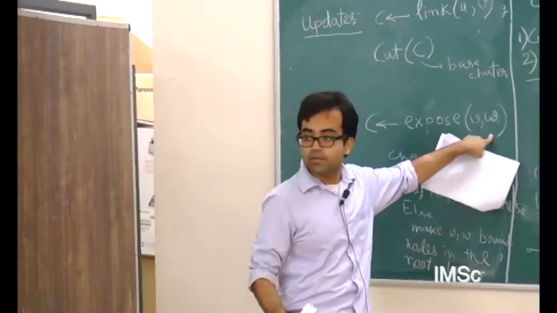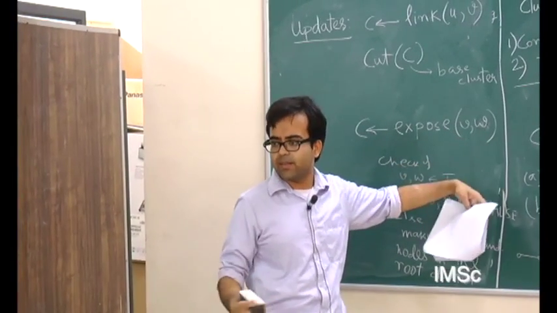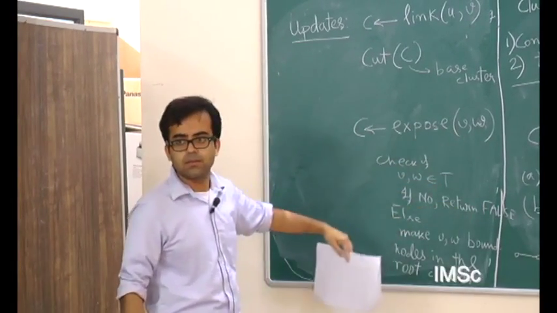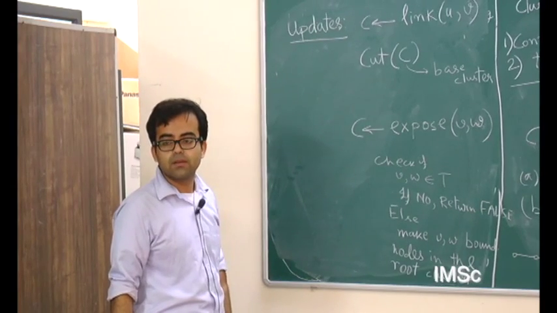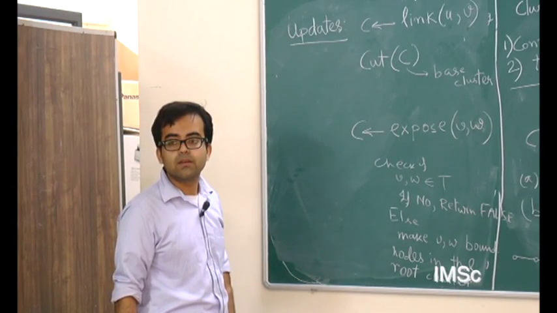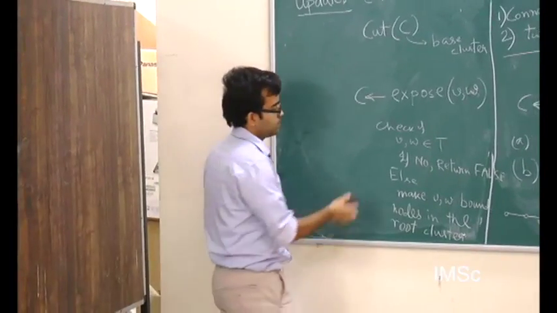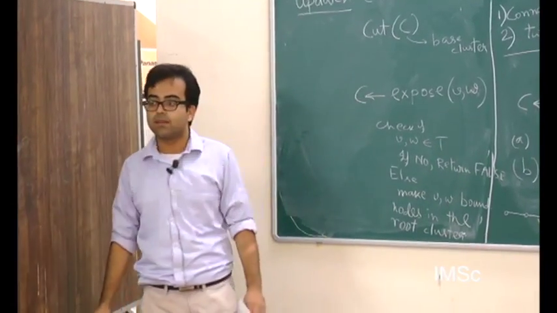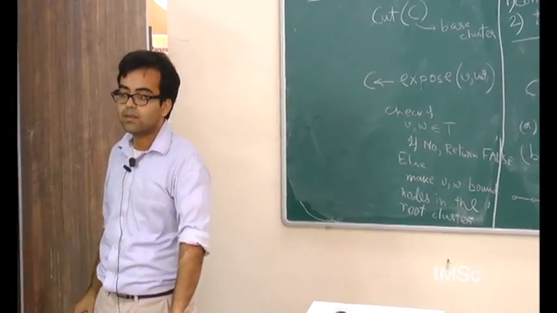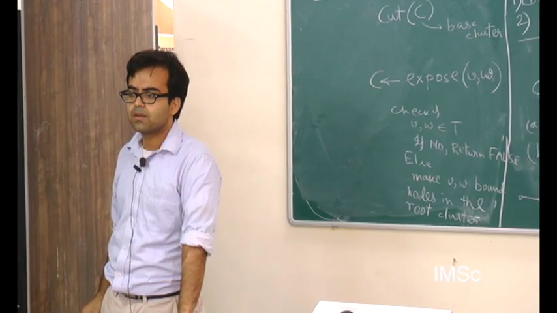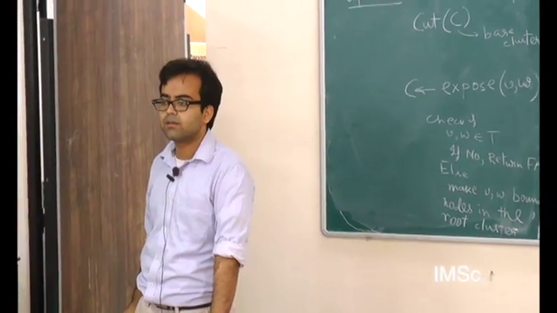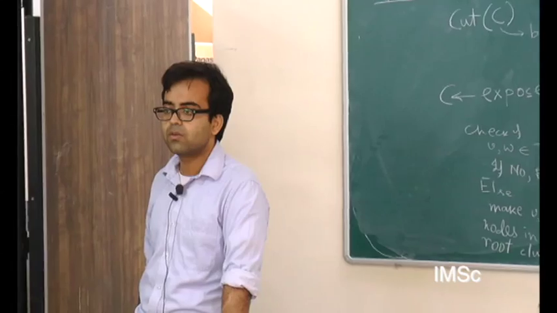In expose V comma W? Yes, fake boundary is allowed, right? I mean that's fine. But you are not saying which one is... So you say expose V dot. Dot, dot. The other one can be anything, yes. They might not be degree one vertex. So there, to make any vertex a fake boundary in the expose. So in the worst case we can make it a fake boundary.